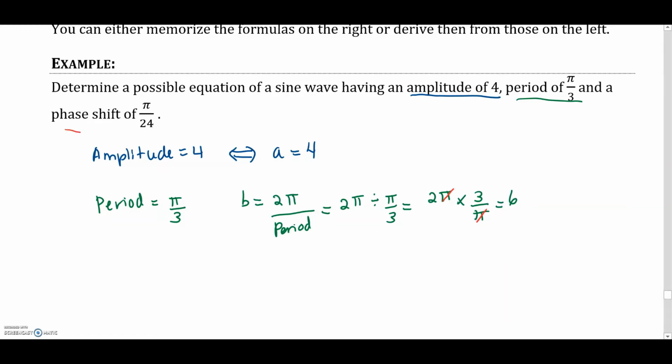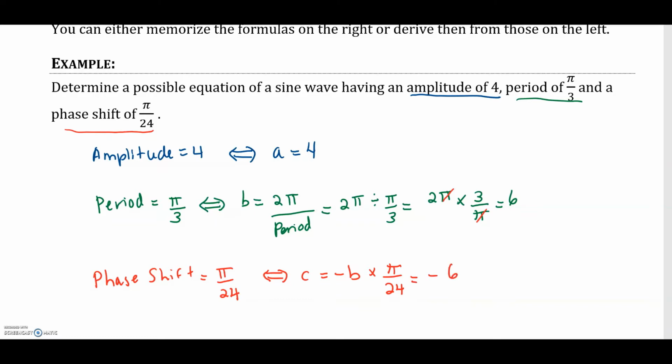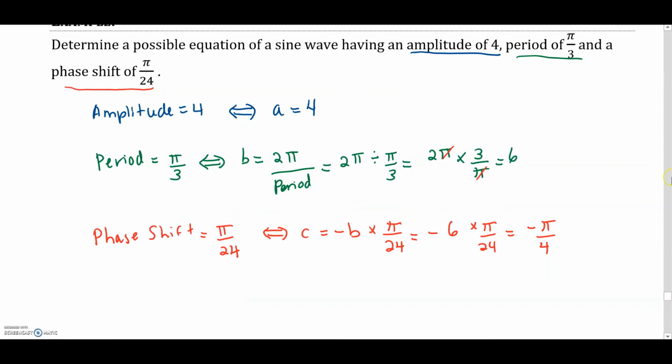And the last piece of information we have is that the phase shift is equal to pi over 24. Using the phase shift, we can calculate c. So c is equal to negative b times pi divided by 24. b is the value that we calculated in the previous step. So we have negative 6 times pi over 24, which reduces to negative pi over 4. In this question, there's no mention of a vertical shift. Therefore, the midline of this trig function remains at the x-axis, and d is equal to 0.